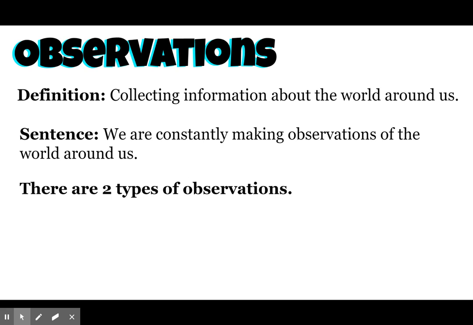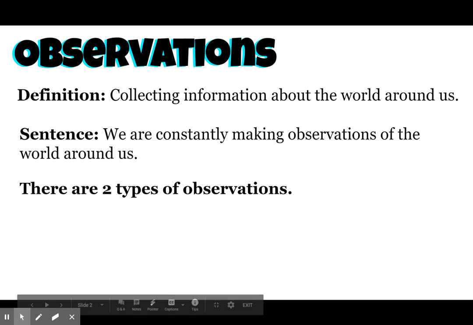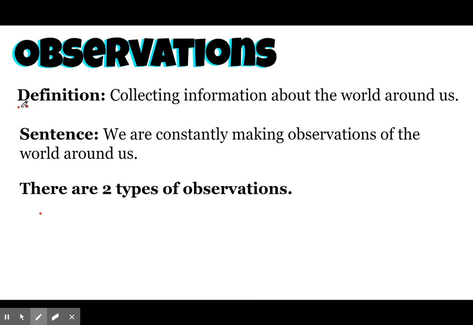So this is the first thing you want to write down. Observations. So our definition of observation is collecting information about the world around us. So make sure you write down that definition and then using it in a sentence. We are constantly making observations of the world around us. So some of the main points you really want to take note of here is make sure you're writing down the definition and using it in a sentence. And then if you're able to draw some sort of picture or find a picture on the internet that reminds you of the word observations. So there are 2 types of observations.